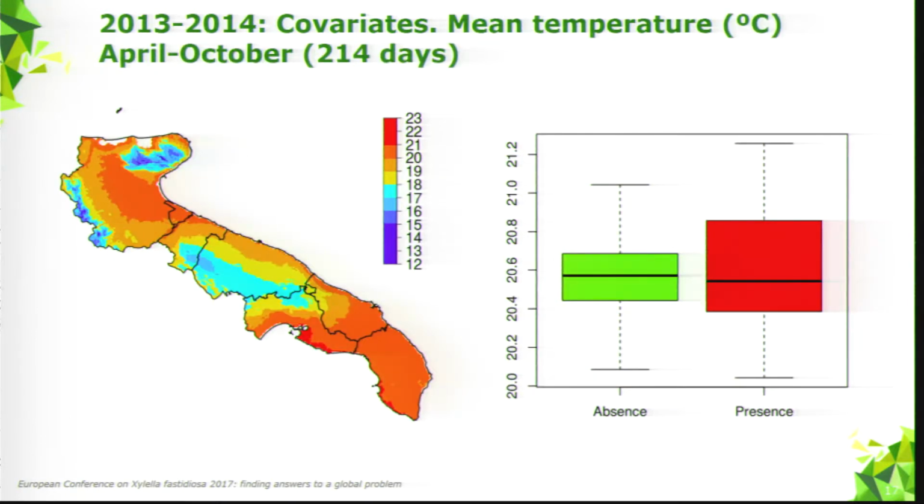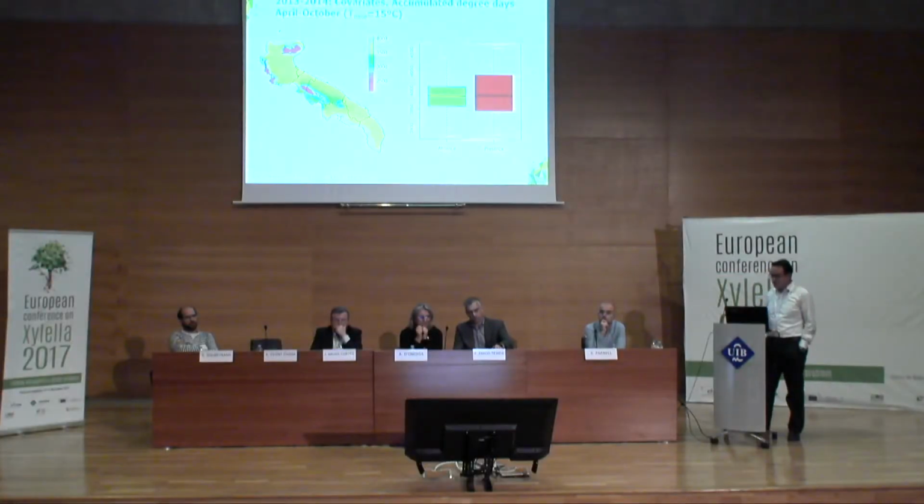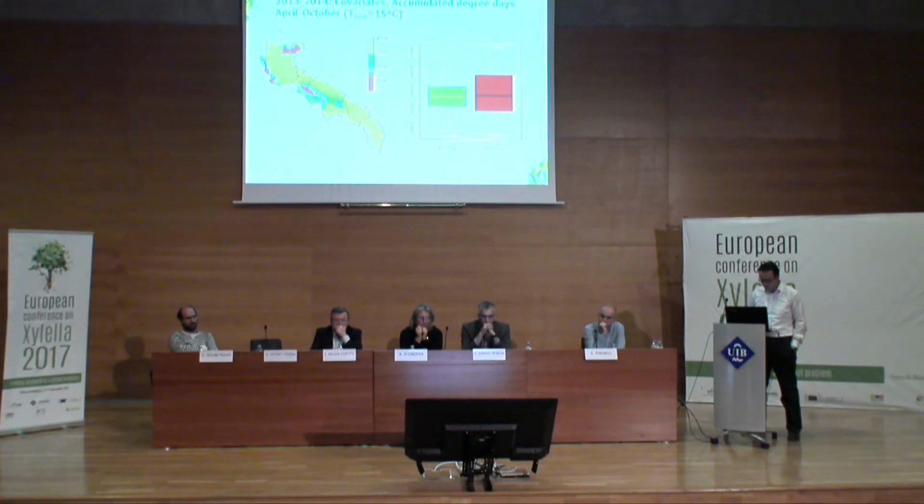The same description for the mean temperature for October and April-October, sorry. And the accumulated degree days, I forgot to indicate that the temperature base was 15 degrees. Well, discussing with the expert on the bacteria and the disease, it was kind of a threshold for the development of the bacterium and the disease, but obviously we can play with other temperature thresholds.